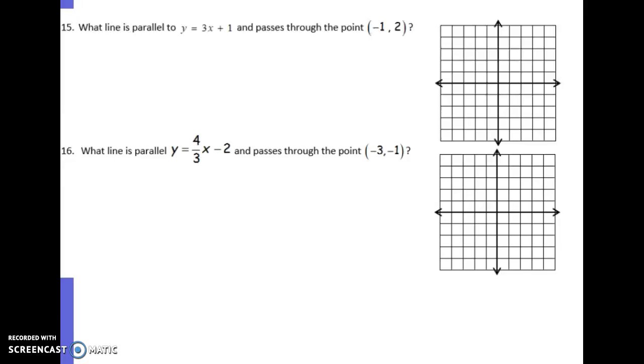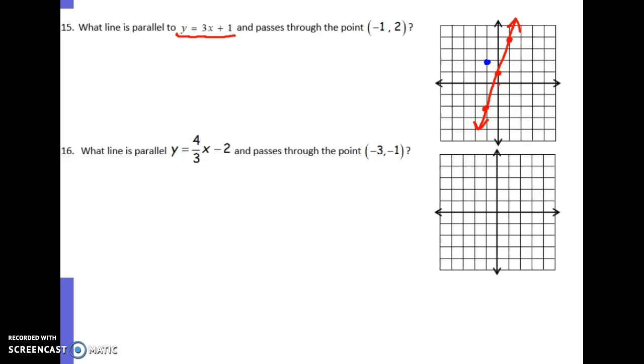Okay, moving on to 15, it says what line is parallel to y equals 3x plus 1 and passes through the point negative 1, 2. So let's graph the first line, y equals 3x plus 1. We start at our y-intercept of 1. Slope is 3, so up 3 over 1, or down 3 to the left. So there's our first line. We want to pass through the point negative 1, 2. So our second line is going to go through that point right there.